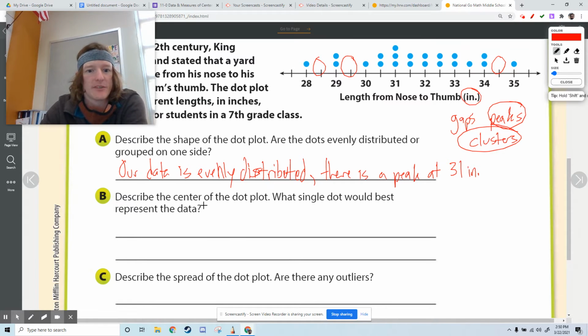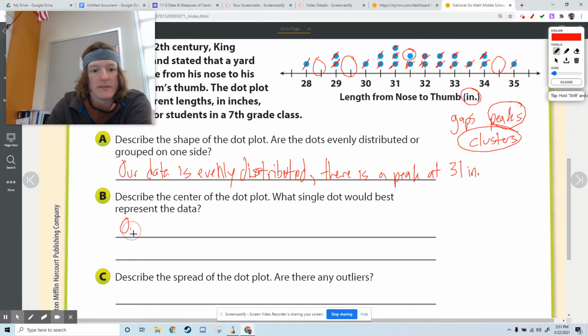For part B, describe the center. So where is the middle dot? What single dot would best represent the data? In this case, we're going to want to find the median. So I'm going to cross off the bottom and the top. Bottom, top, bottom, top. I see there's a lot, so I'm going to do 3 at a time now. 1, 2, 3. 1, 2, 3. I think it's a little faster. 1, 2, 3. 1, 2, 3. Now I'm going to go lowest, biggest. Here is our middle dot.